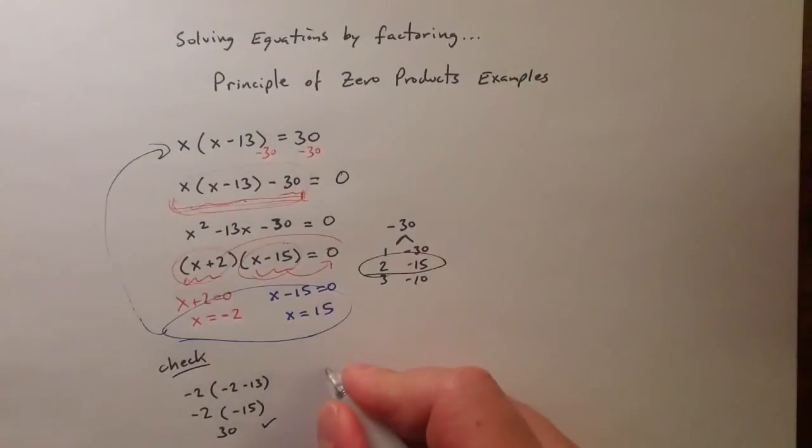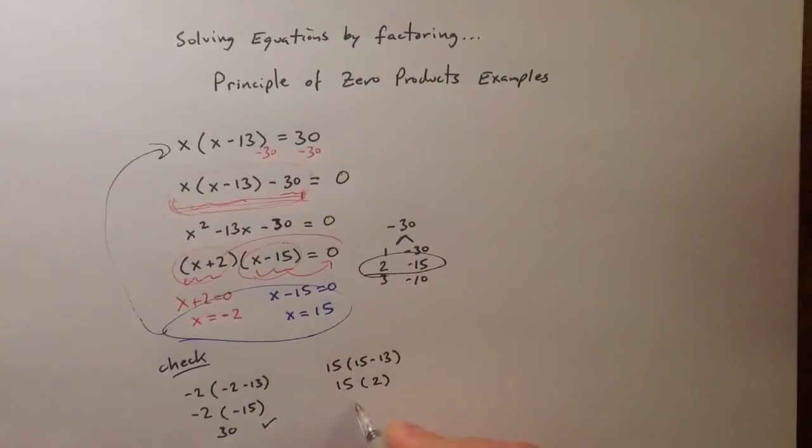If I plug in 15, I get 15 times 15 minus 13. Of course, that becomes 15 times positive 2. And positive 15 times positive 2 is positive 30.